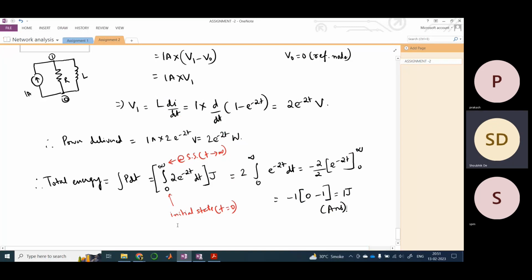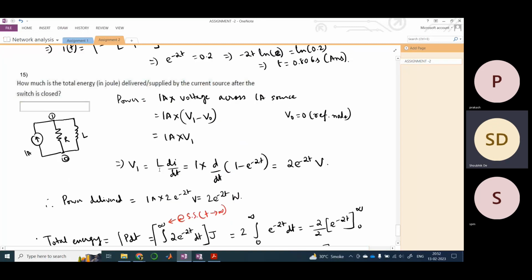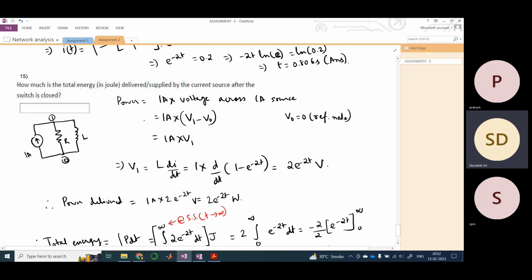You need to be careful about the limits here. You need to choose over the entire stretch of period, because they are asking for the total energy. Total energy means from start to end. This is what we get. So this is the answer.